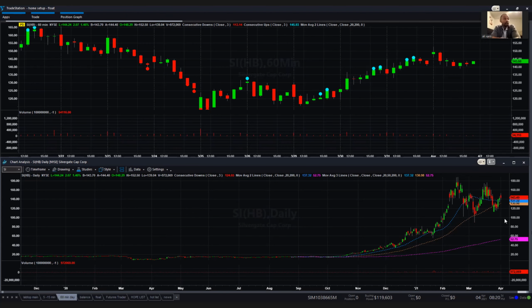But if it looks to make a move lower than that, I would run, because then it's going to try to run and retrace back down to the 200. And by then, it's a dead trade. You want to cover and wait until it gets super low.